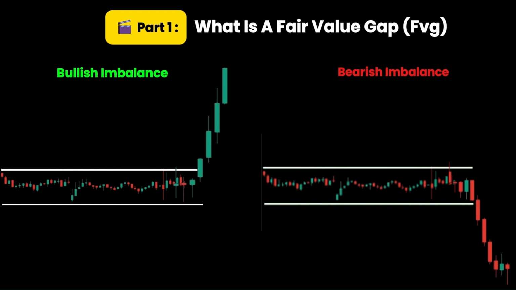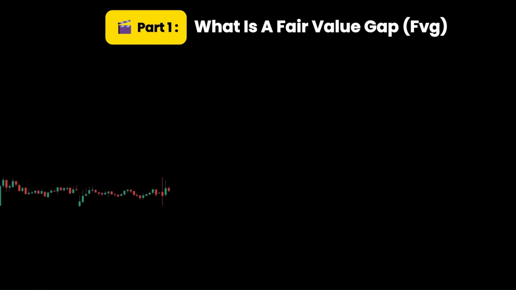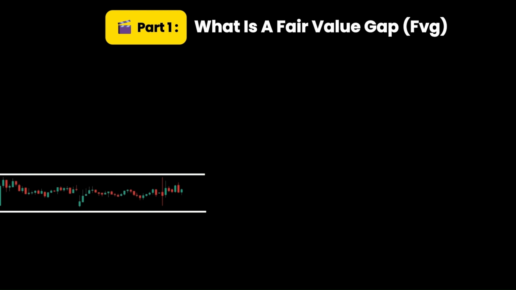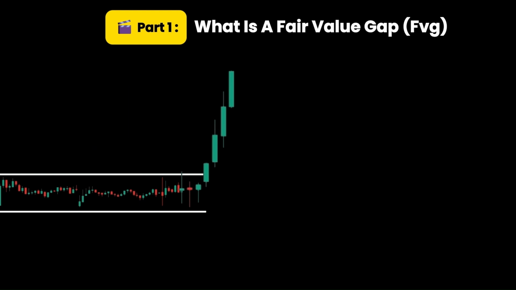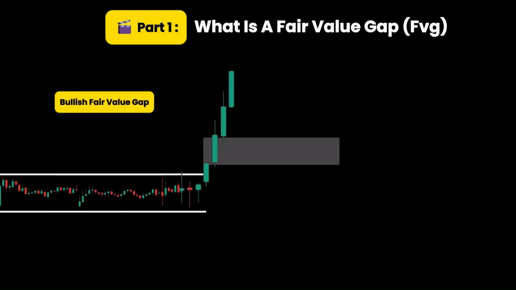Think of it like this. The market can get stuck in an accumulation zone where buyers and sellers are roughly equal. Then suddenly, buyers push aggressively upward, hitting sellers' stop losses. This forms large bullish candles, and the gap between 2 consecutive candles is what we call a bullish fair value gap, showing where buyers entered above the fair price.